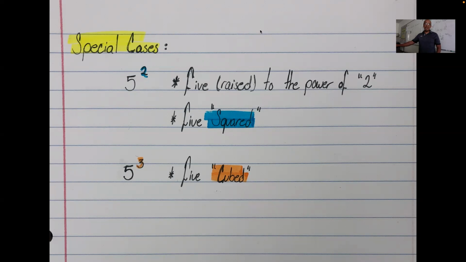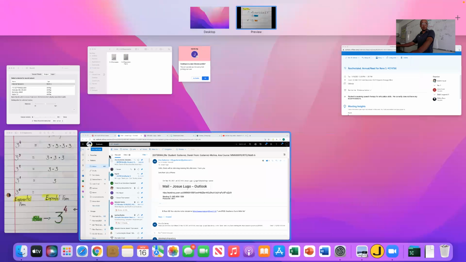In the same way, anything raised to the power of 3 is known as cubed. So 5 to the power of 3 is 5 cubed. That's just another way of saying to the power of 3. 10 to the third power would be 10 cubed. You'll see me use that a lot in class. And again, when we get to geometry, you'll see why we say 5 squared or 5 cubed or 7 squared or whatever.